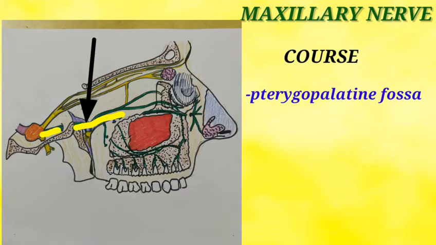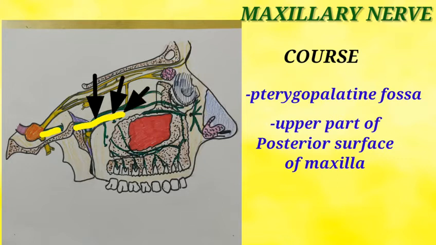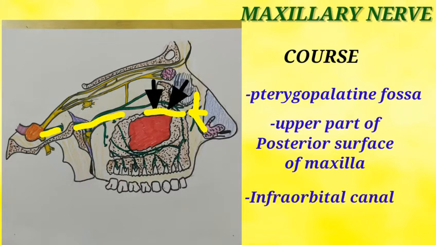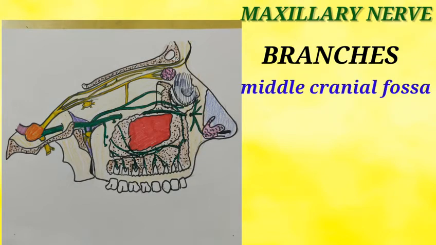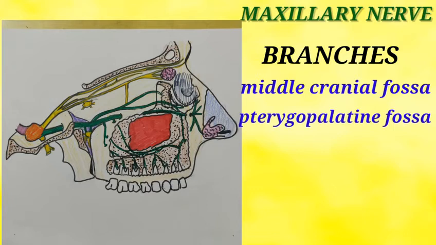From the pterygopalatine fossa, it passes straight to enter into the posterior surface of the body of the maxilla in its upper part, and then it finally enters into the orbit through the inferior orbital fissure and passes through the infraorbital canal. The nerve gives off its branches in the middle cranial fossa, in the pterygopalatine fossa, in the infraorbital canal, and on the face.